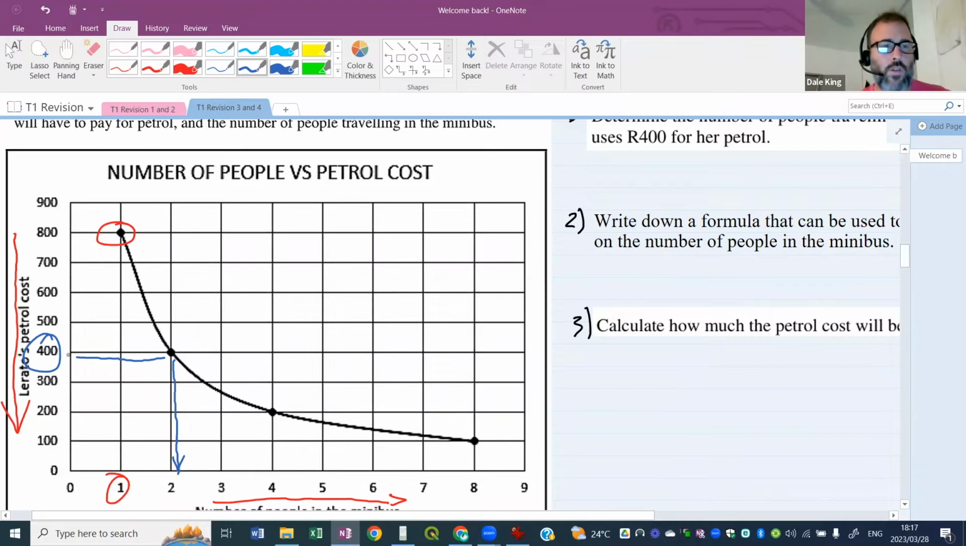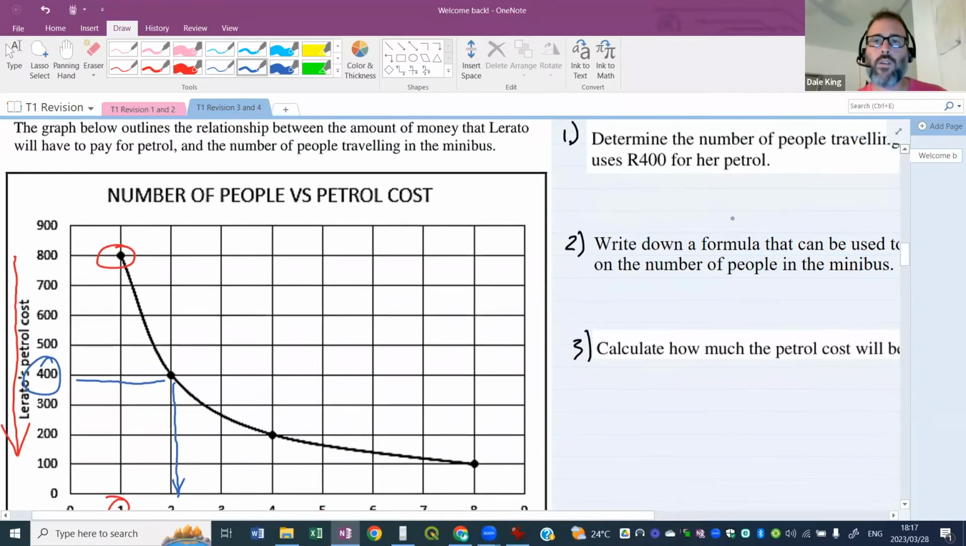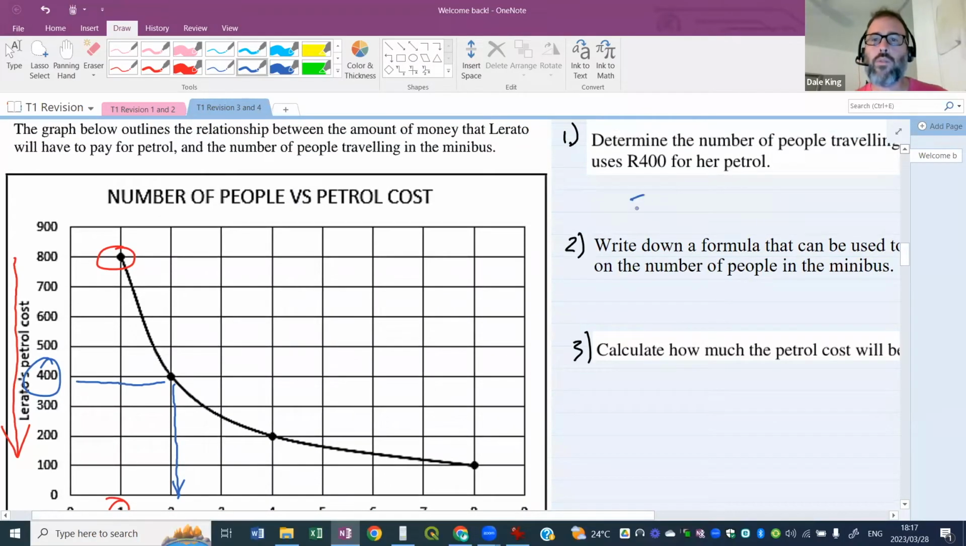Excellent. So to read off the graph, they give us 400. So we go to the 400 on the y-axis. We go to the line, and there's a dot there for us to look at. And then we hit that line or that dot, we go straight down to the x-axis, and we see that it lands on 2. So we can use the graph to read this off. Okay, well done. Very good. You guys are doing well. Okay, so for question 1, we can say determine the number of people. We can say 2 people. All right, that's read straight off the graph.